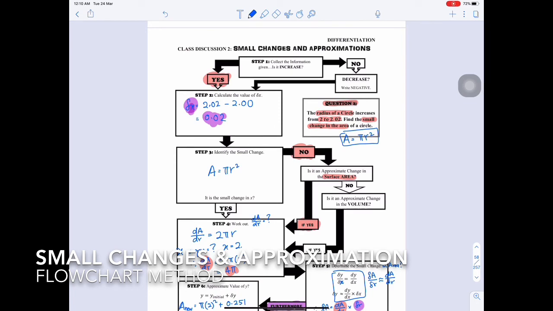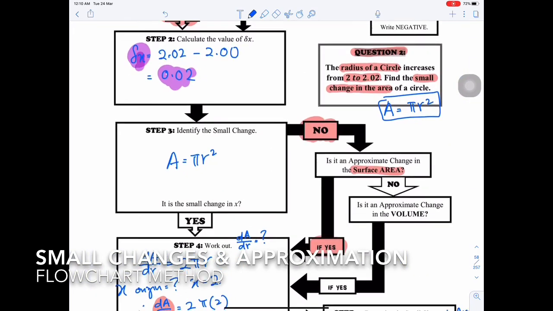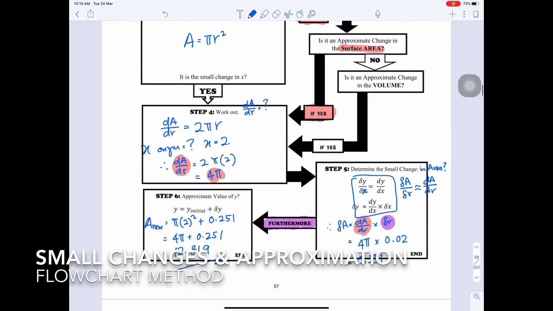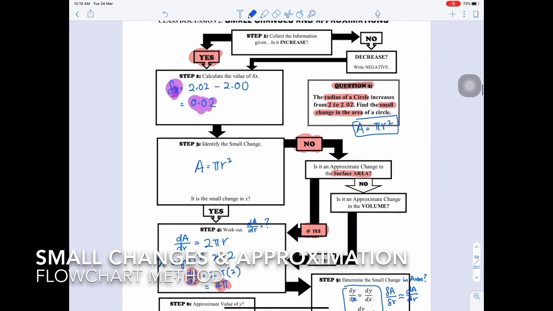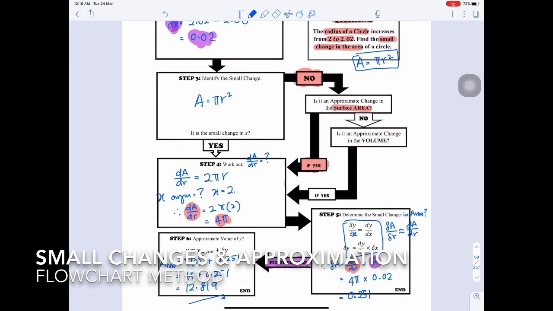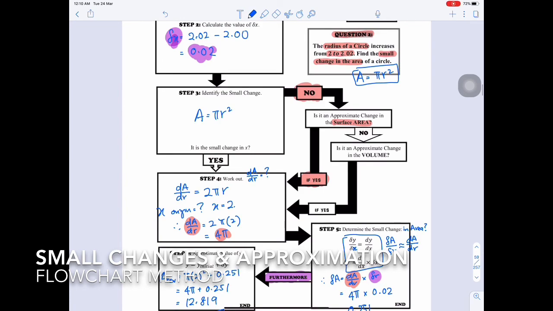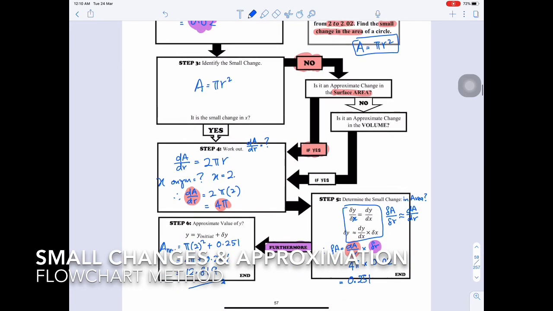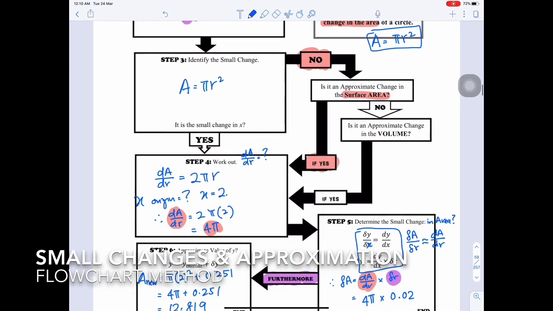Alright, so remember, we discussed small change and approximation by using the flowchart method. It is for you to remember step by step how to solve the question. Okay, by now, thank you.